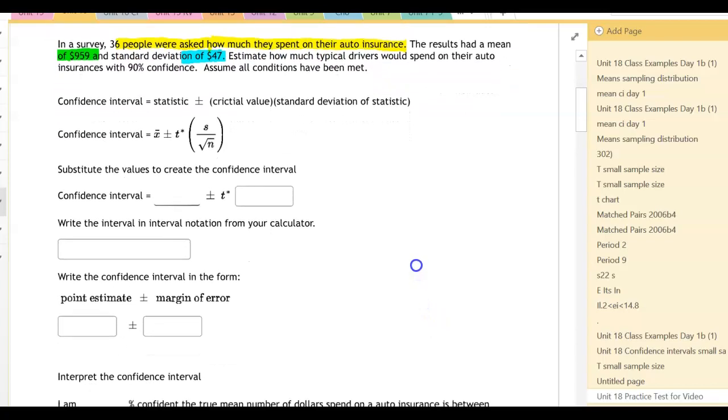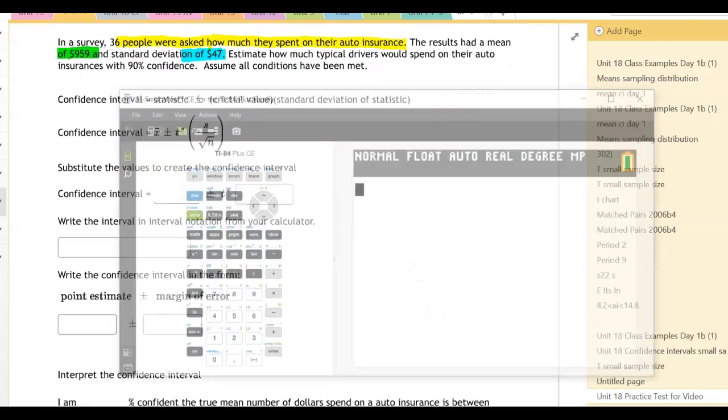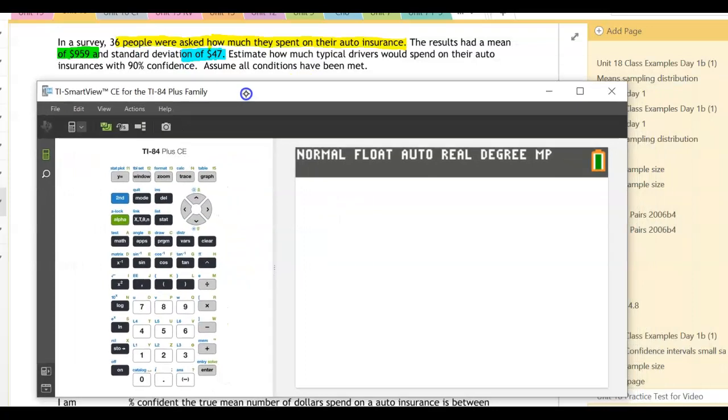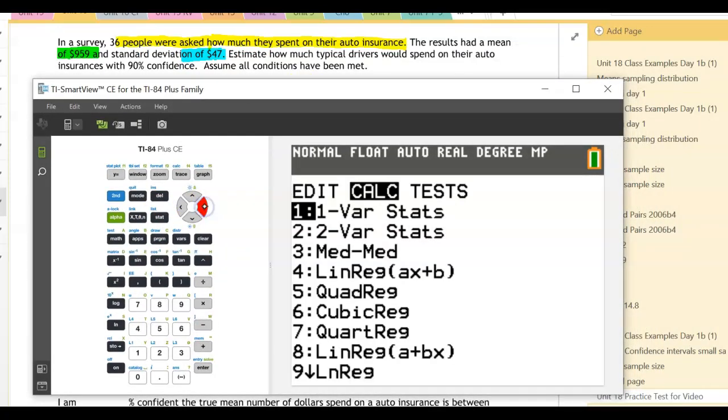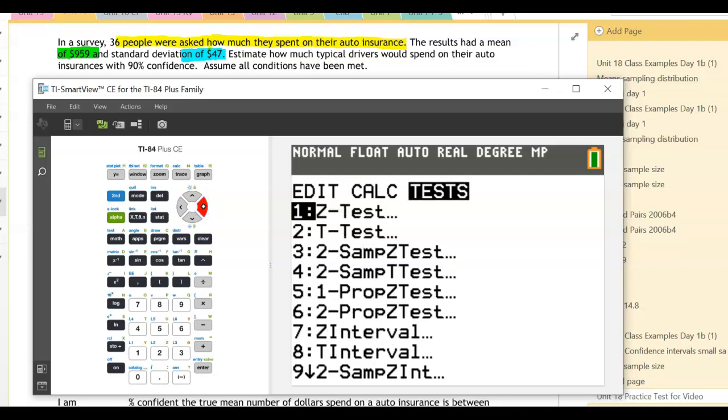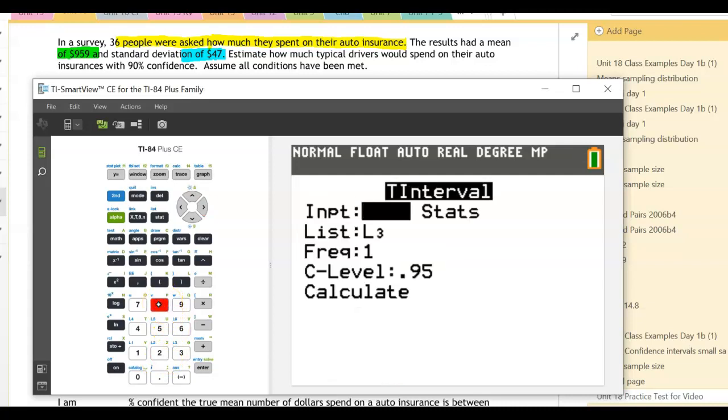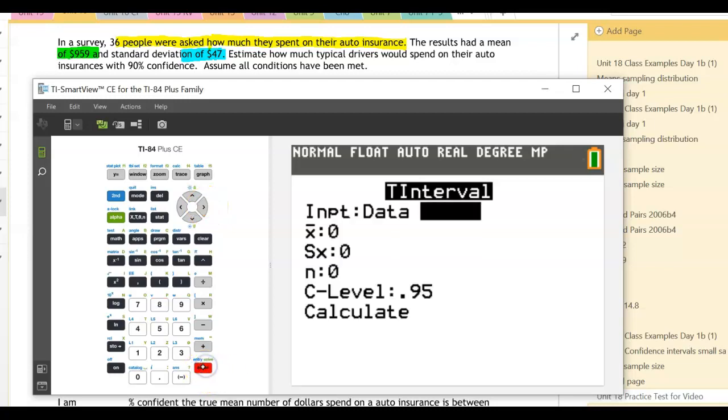So the intent of this question is to use your calculator. So we're going to go to our calculator. We're going to press Stat, move over to Test, and we're going to use number 8, the T interval. So we're going to press number 8. And for this particular problem, we have the statistics. So we're going to move over to Stats and press Enter.